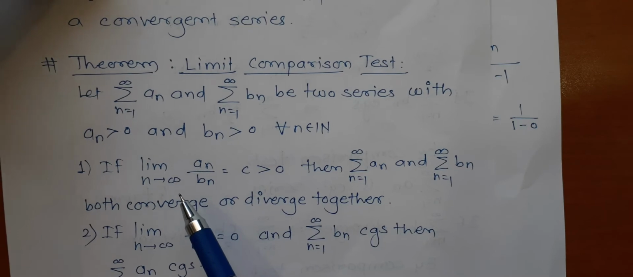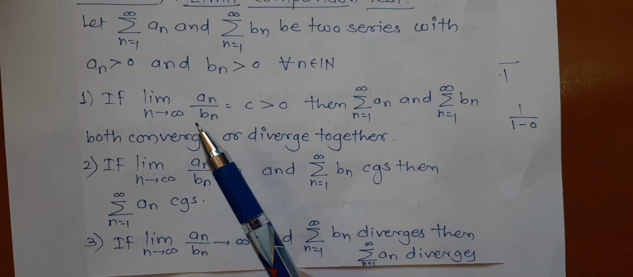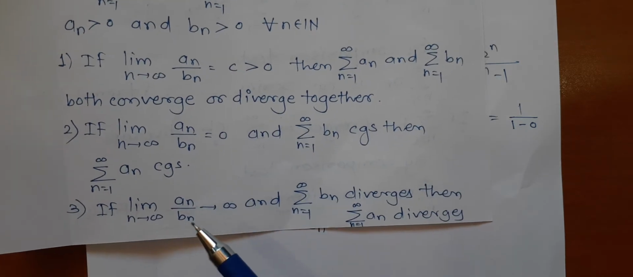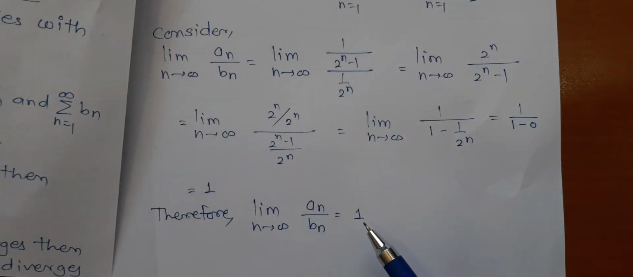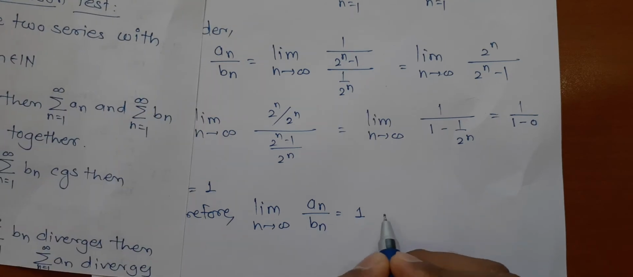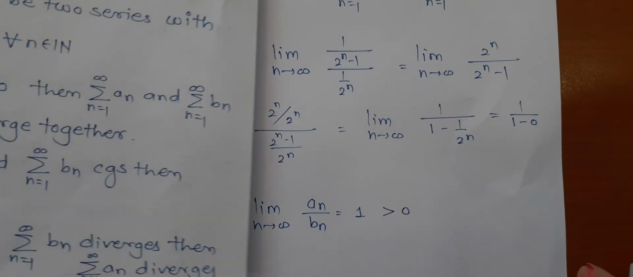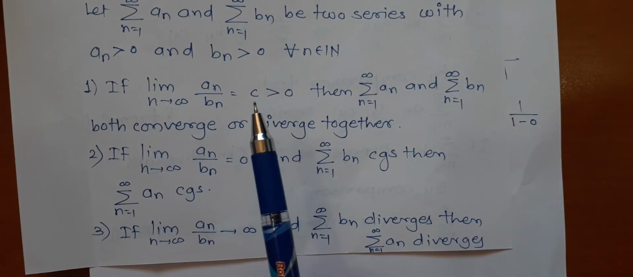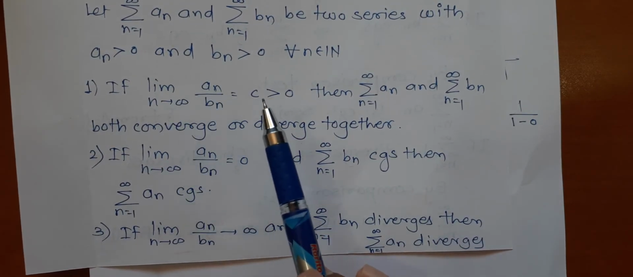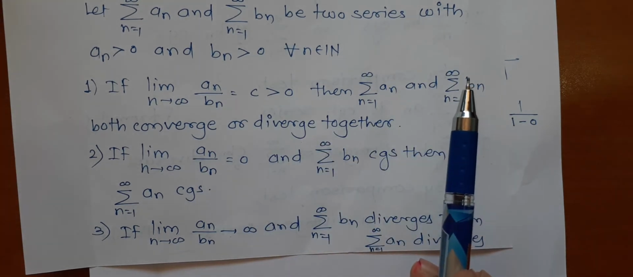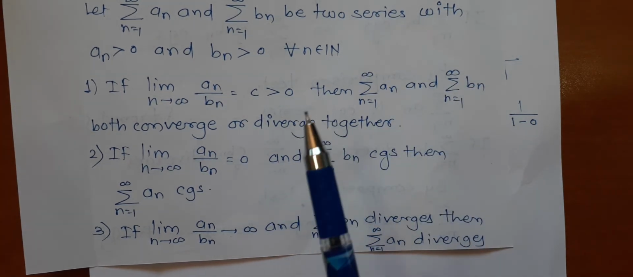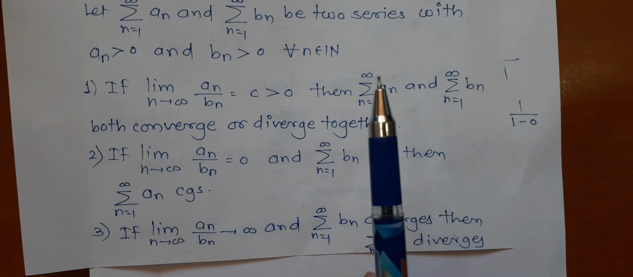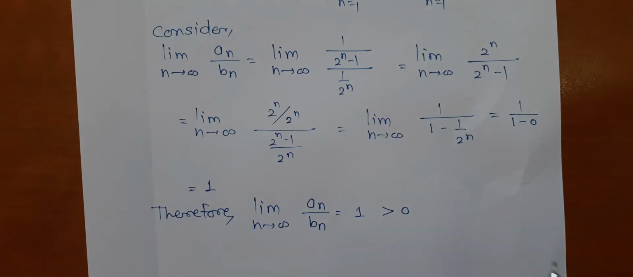So they have considered three possibilities: either the limit is positive, or the limit is 0, or it is moving towards infinity. So let us check what we have got. Yes, we have got a positive limit. 1 is greater than 0, so it's a positive number. That's why we have to follow the first case. What have they mentioned? If the limiting value is positive, then both series will converge and diverge together. That means if one series is convergent, then obviously the second is convergent, and if the second is divergent, then the first is also divergent. So this thing we are going to use.